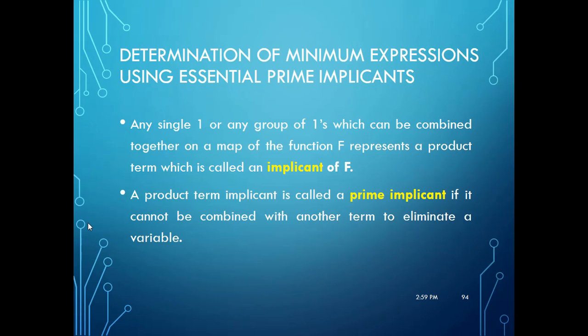Such terms, when we finally get the product term, cannot be combined with any other term to eliminate a variable. That means you cannot combine those product terms with any other nearest ones to eliminate a variable. So you cannot reduce that later. It is all fixed. That term we call a prime implicant. So these are the two definitions, implicant and prime implicant.